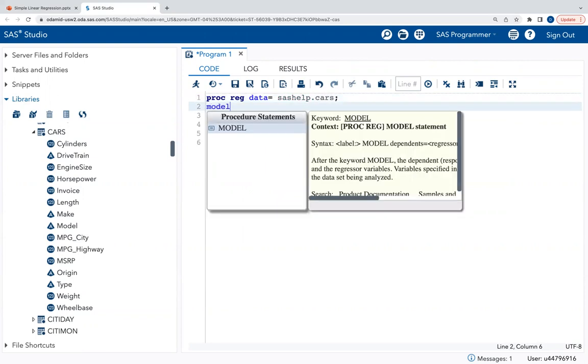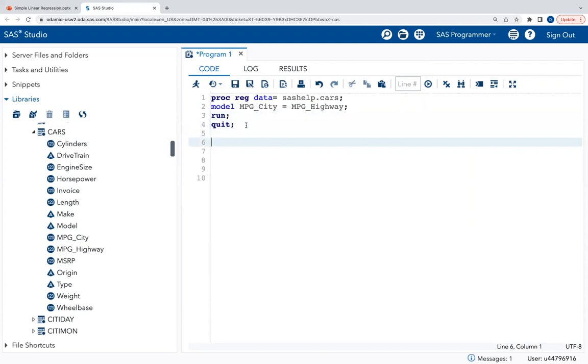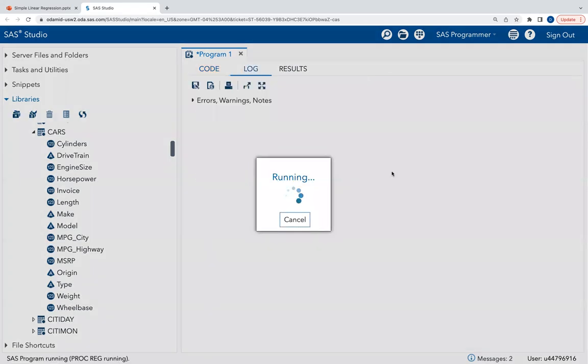And then I'm going to do this model statement, and my Y is going to be on my left. So in this case, I'm going to use miles per gallon underscore city. It does not matter if you put highway or city first, but I'm just going to say city is my Y, highway is my X in this example. And then I'm going to run this, and I'm just going to quit out of this procedure.